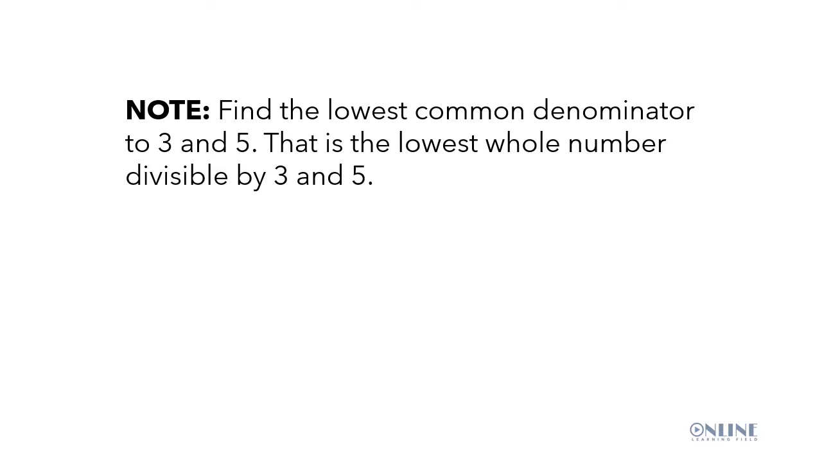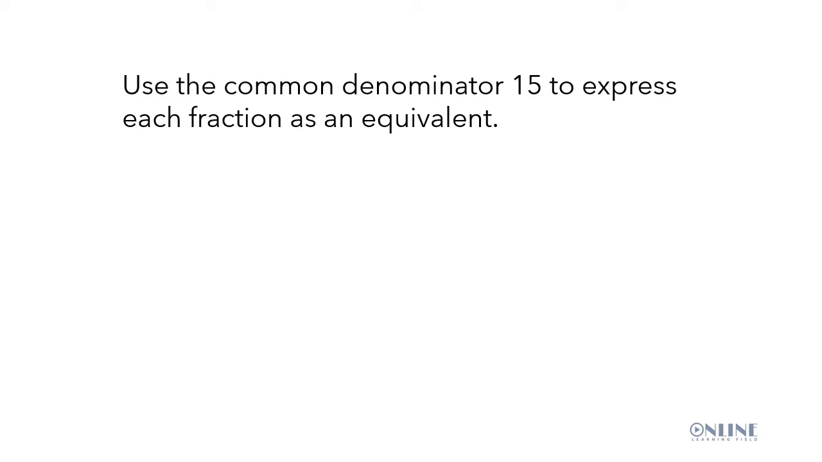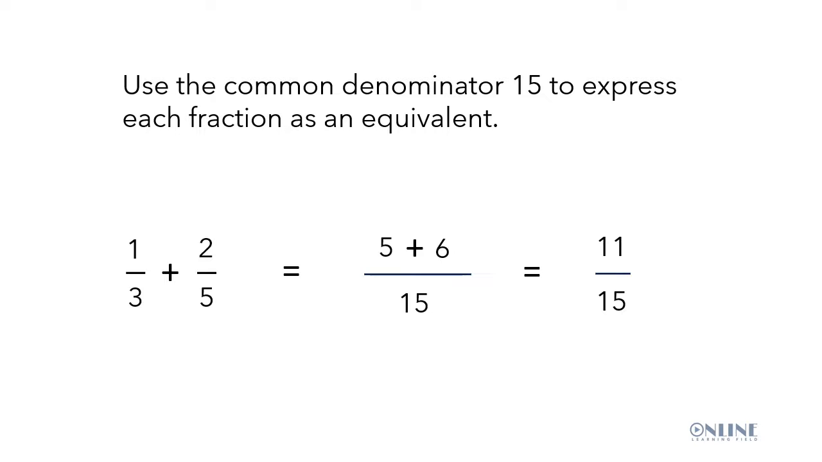Can you guess the number? If your answer is 15, you are correct. The next step is to use the common denominator 15 to express each fraction as an equivalent. The procedure is simple. 3 can divide 15 5 times. Multiply this 5 by 1, which is the numerator of 1/3.